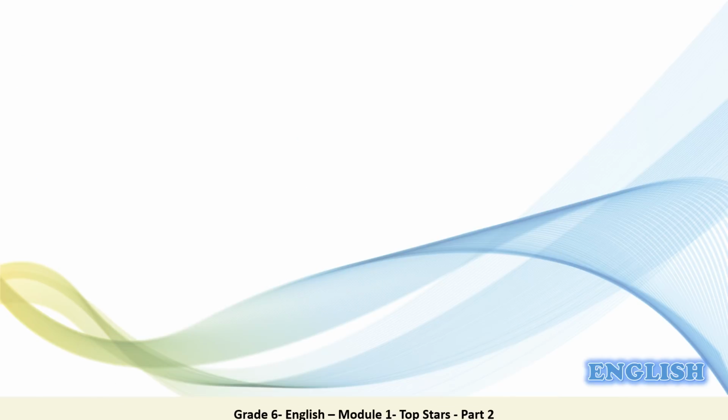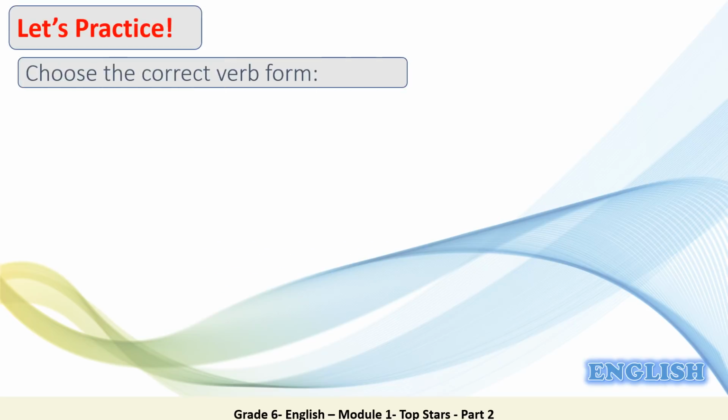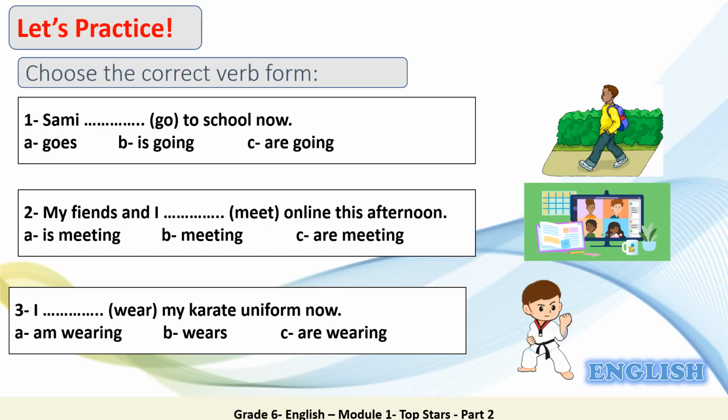All right, let's practice. Choose the correct verb form. I need you guys to pause the video, read the sentences, choose, and then check your answers with me later. All right, let's check. You guys are great. So the answers are, number 1 is going, number 2 are meeting, and number 3 am wearing. Great job, everyone.